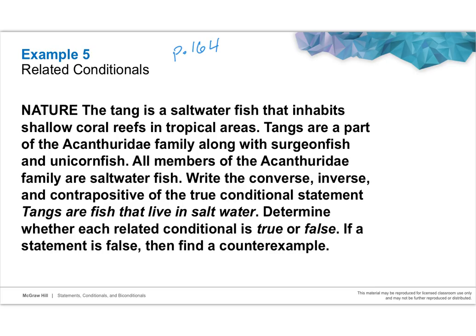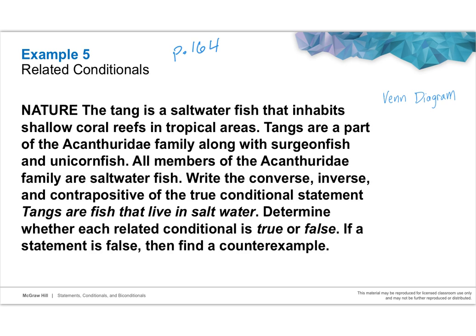So we're going to write the converse, the inverse, and the contrapositive of the true conditional statement. Tangs are fish that live in salt water. We're going to determine whether each of those related conditionals is true or false. And then if it is false, find a counterexample. I like to think about the relationships here and to visualize it with a Venn diagram. So if you want to go off to the sidebar and take down what I mean here, a Venn diagram helps us to find relationships between groups of things.